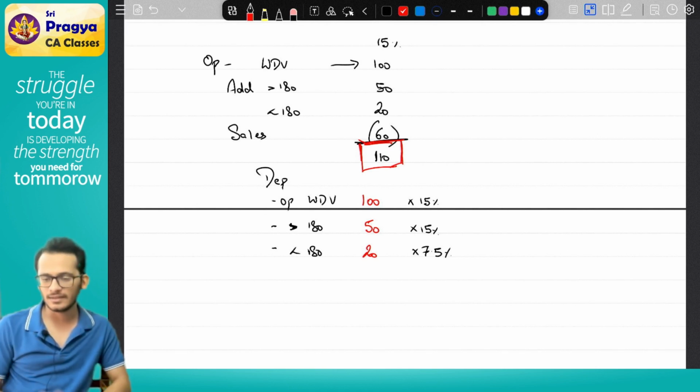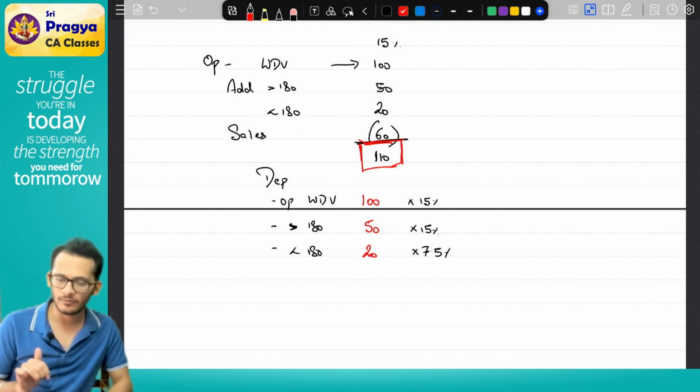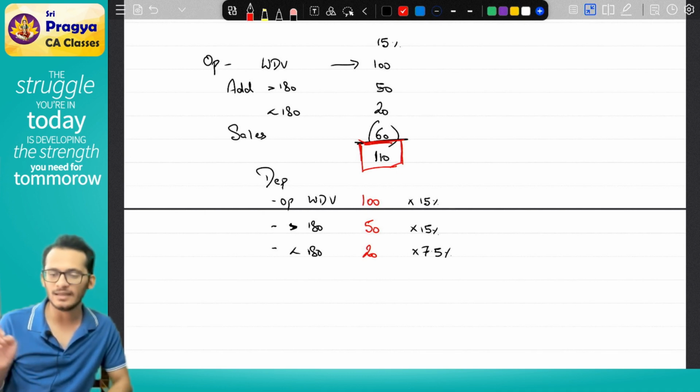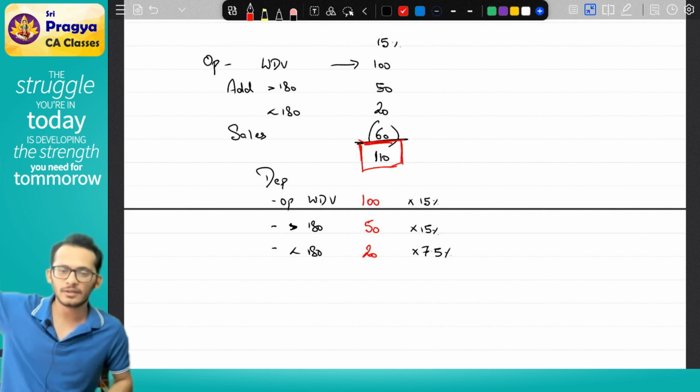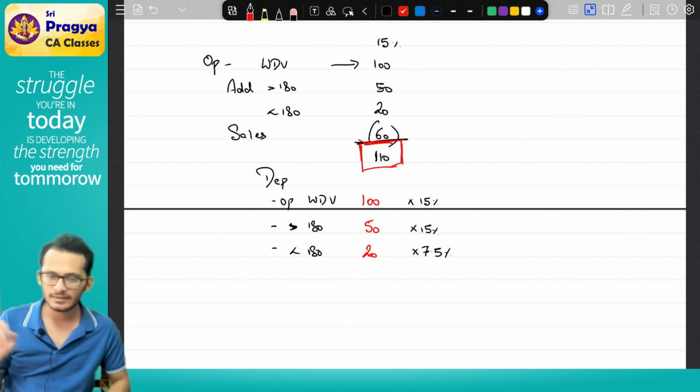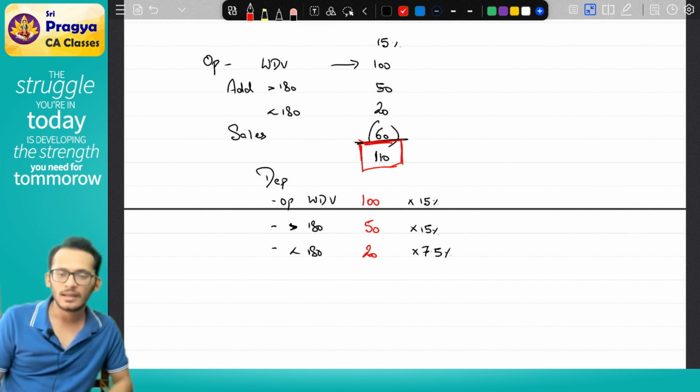Now you have a question, Rahul: the 60 has come. From what should I remove 60? Logically, you should remove 60 from the asset which you sold. It can be the addition of more than 180 days, less than 180 days, or the opening WDV asset also. Logically, you remove the respective asset. The problem with income tax is, do you know the asset or not?